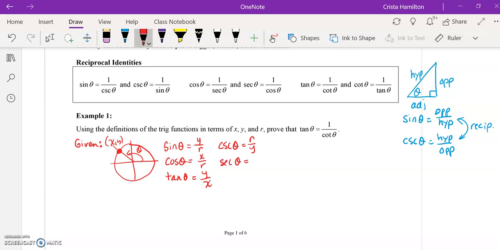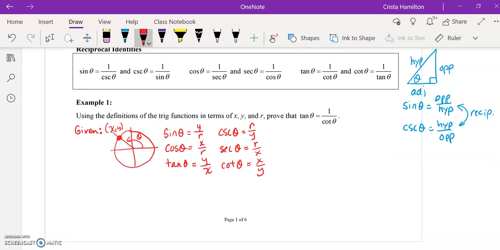Secant of theta is r over x, and cotangent of theta was x over y. So this is all given information from prior sections that we had. A lot of times, you don't always have to write the given down. I'm just including it here for you guys to remember that we do have that.